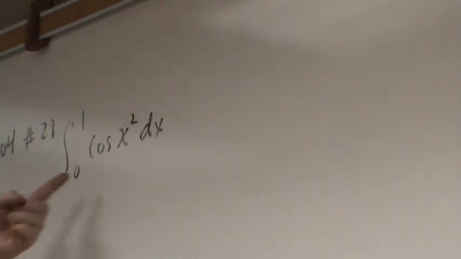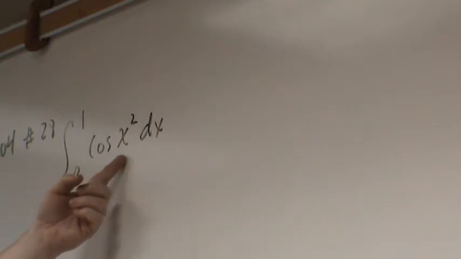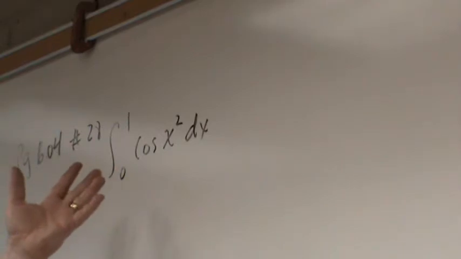They want me to get the correct answer within 1/10,000th of the true answer. Now here's one problem. I cannot take the antiderivative of this. The cosine of x squared has no antiderivative. There's no function in the universe such that when I take the derivative of it, I get cosine x squared. So the only way to do this problem is numerically.